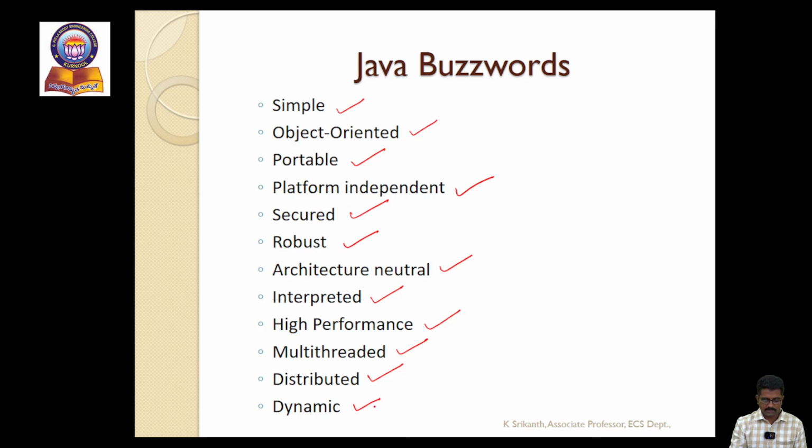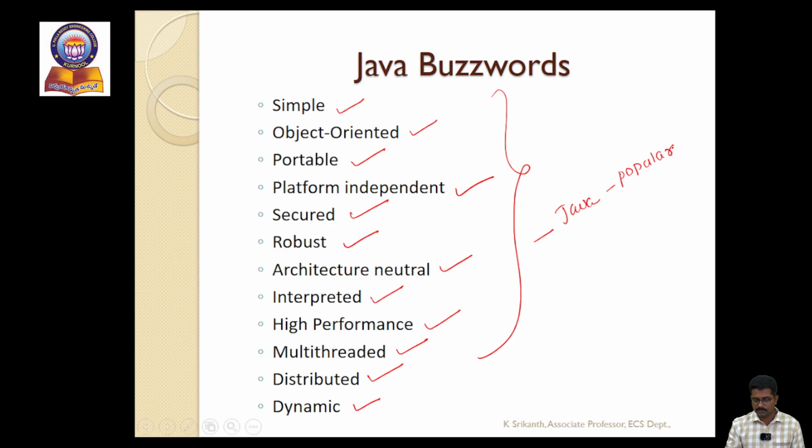The language is dynamic because of loading of classes dynamically. Dynamic memory management is done. All of this makes the language very powerful, and a lot of people are using Java to develop applications. Because of these features, Java became very popular among users and programmers. This is it for today.